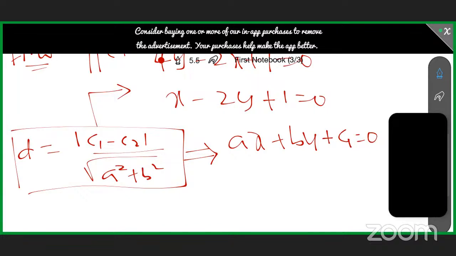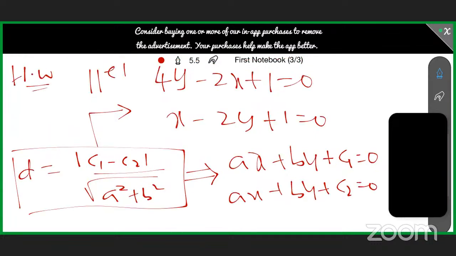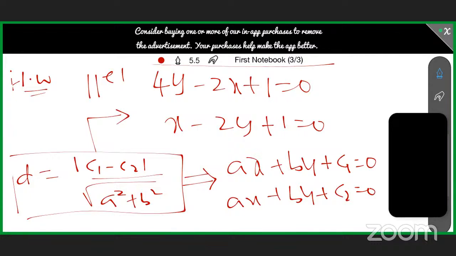AX plus BY plus C2 equal to 0. If you know these two things, then can you solve this problem? So this is the question. Can you read the question? You have to find the distance of these two parallel lines. I gave the formula. I gave the hint.